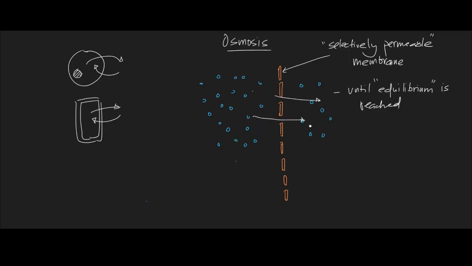So that is what osmosis is. It is the movement across a selectively permeable membrane of water molecules from a region of higher concentration of water molecules to a region of lower concentration of water molecules until equilibrium is reached. That's very important here as well. So that's what osmosis is. Very simple. I hope this was fun.